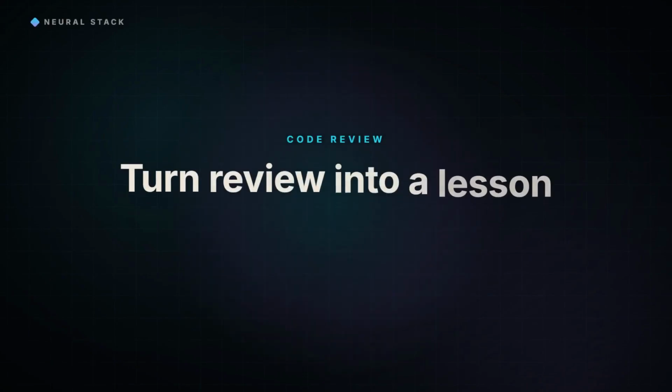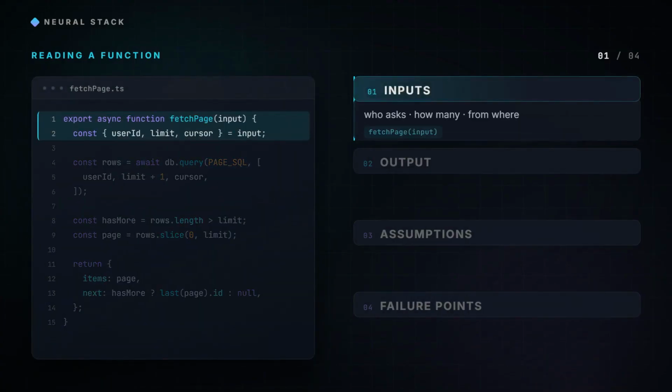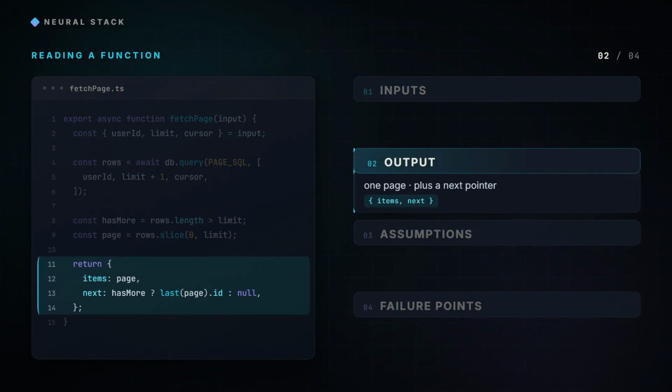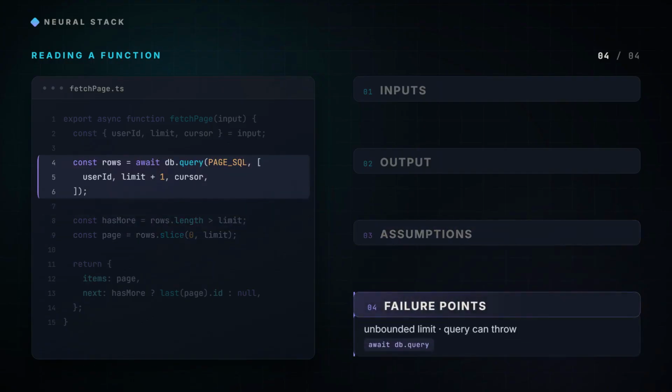But what if you can't understand everything the assistant has generated yet? Turn the review itself into a lesson. Ask the assistant to explain the code in plain language, one section at a time. Ask what each input represents, what output the code produces, which assumptions it makes, and where it can fail. Then compare that explanation with the implementation that's actually in front of you.